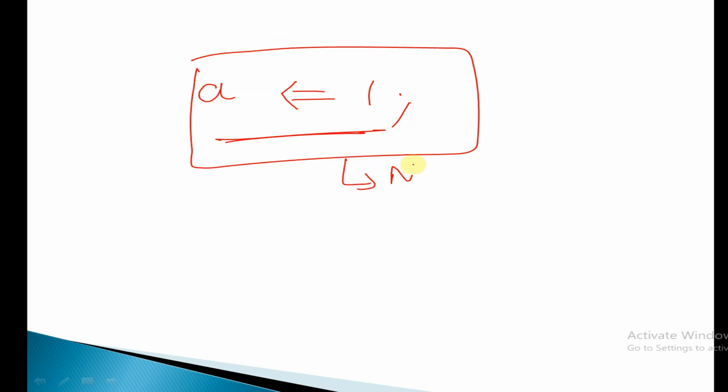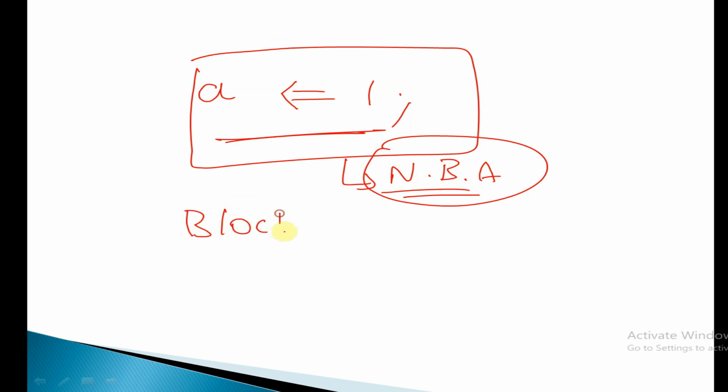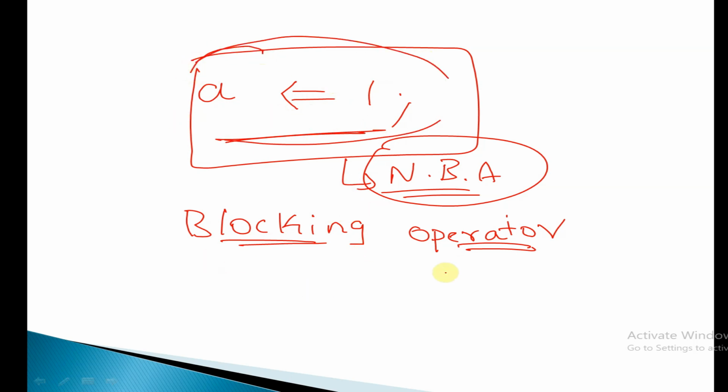Now, if I have a requirement, let's say A non-blocking of 1. So this is a non-blocking assignment. This I want to implement using only a blocking operator. So how can I write the code? Any idea? Any guess? Any try? How can I represent the same execution using my blocking operator?